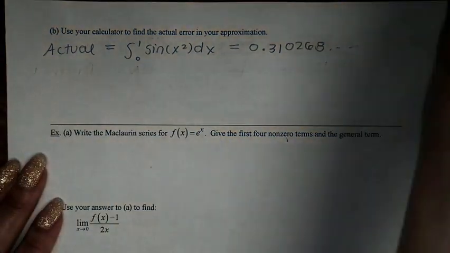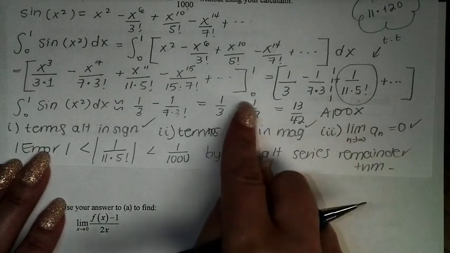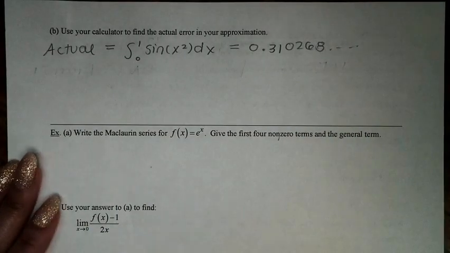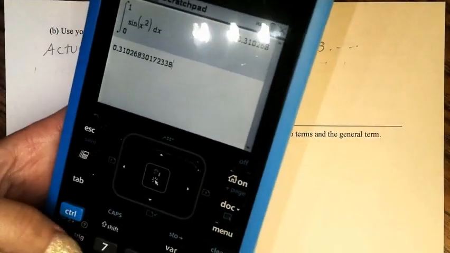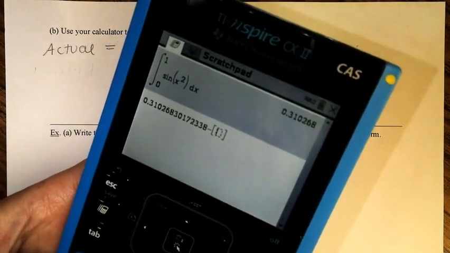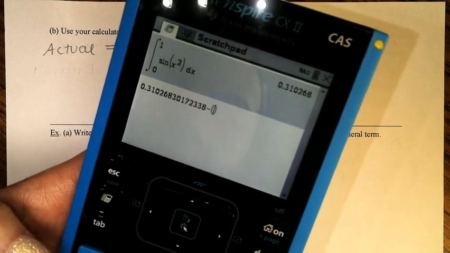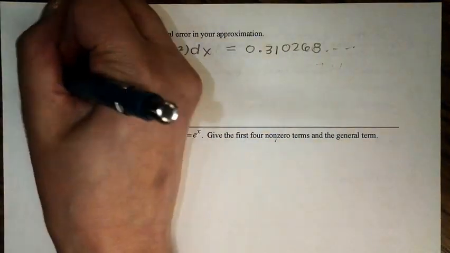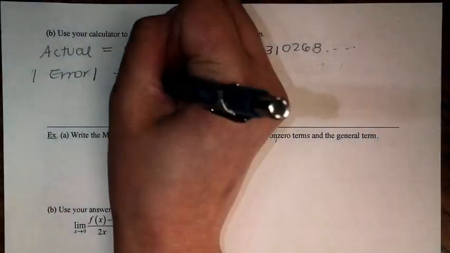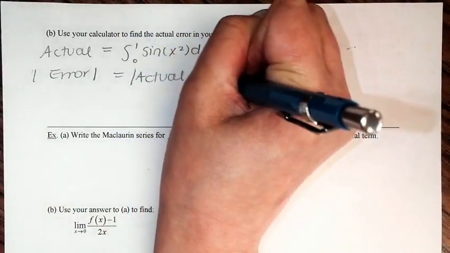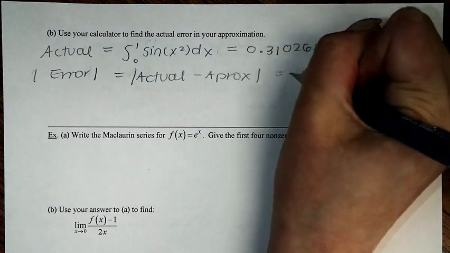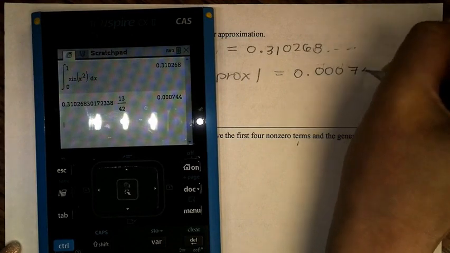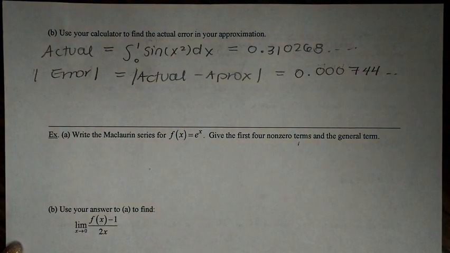So please remember, in case you forgot, the approximation was 13/42. That's a very nice number. So we can do this value minus, and use parentheses, 13 over 42, right? So you have that. I would copy that as my error. You know that the error is actual minus approximation, and it is going to be equal to that value that my calculator gave me, 0.000744. So that's going to be my actual error.